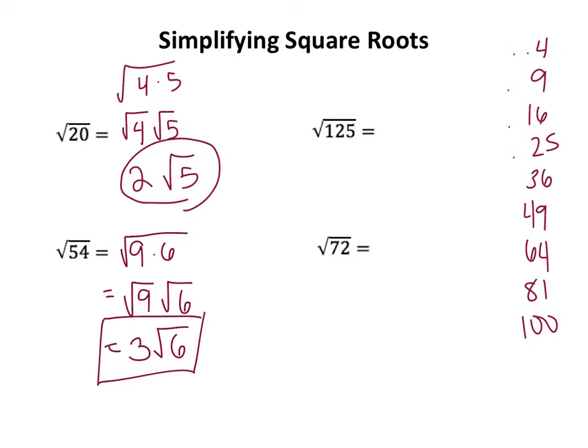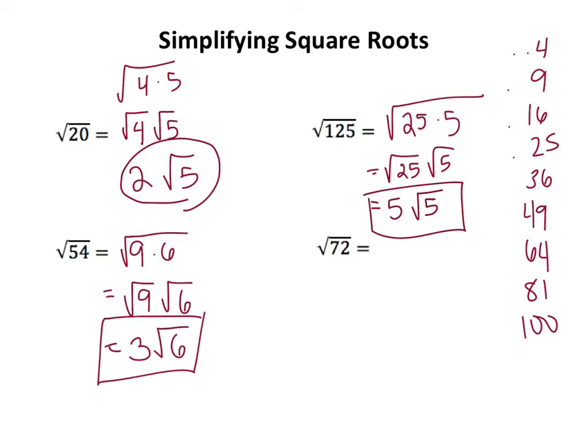125 is actually divisible by 25. So this is 25 times 5. From there, break it up. The square root of 25 is 5. Then 5 I cannot simplify further, so I'm going to leave that as square root of 5. And that's it simplified. Square root of 72.